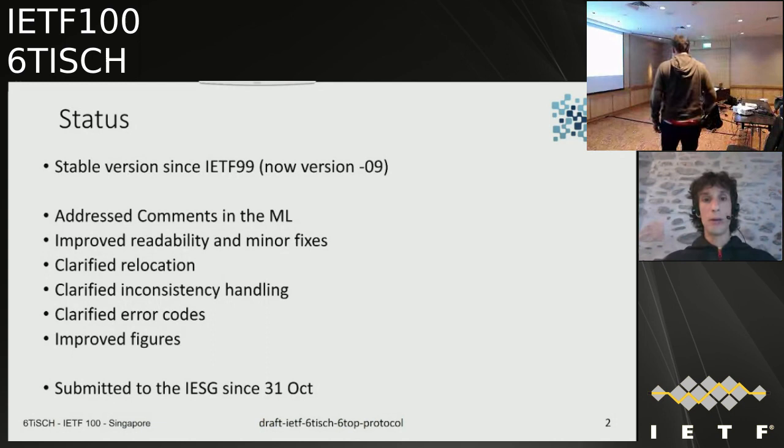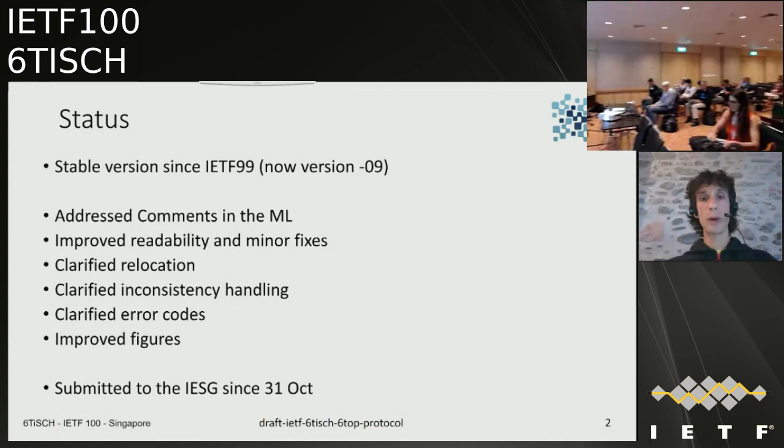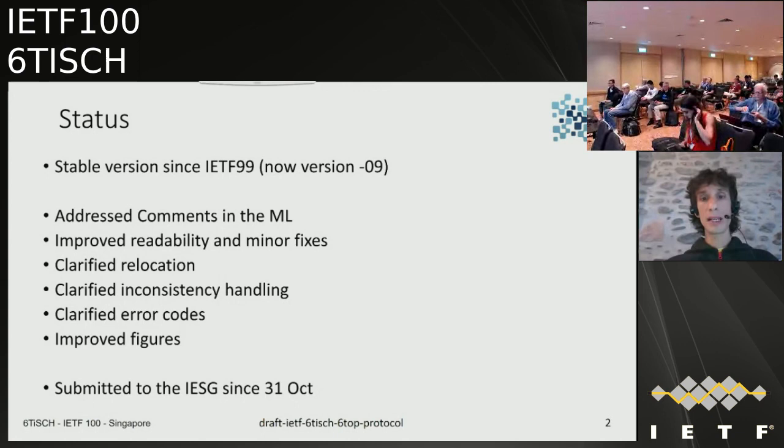So we addressed the comments we received on the mailing list, and then we did several improvements, basically for readability, fixing minor typos, and so on. And then we clarified the three points that we think, from the comments, were not clear. The first one is relocation, and there was a thread in the mailing list discussing that. The second one is how we handle inconsistencies. And the third one is the error codes, and we try to clarify at least the error codes and how they are used. And this draft was submitted to the ISG on the 31st of October. So now I think it's in review status.